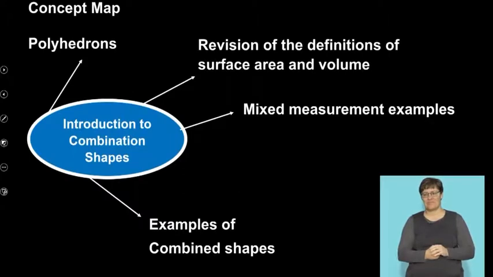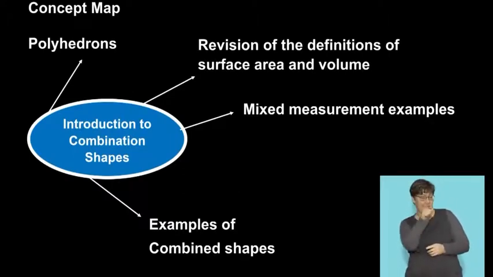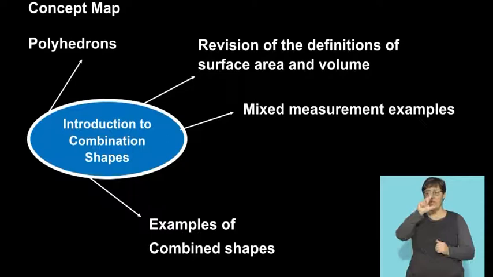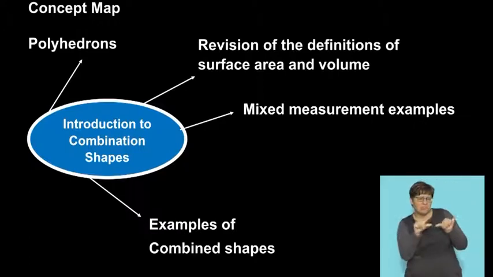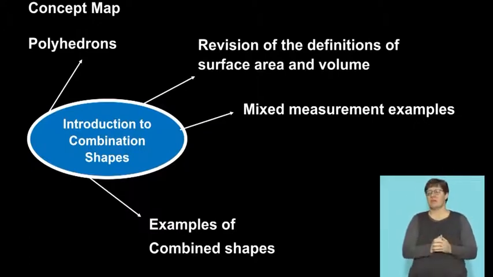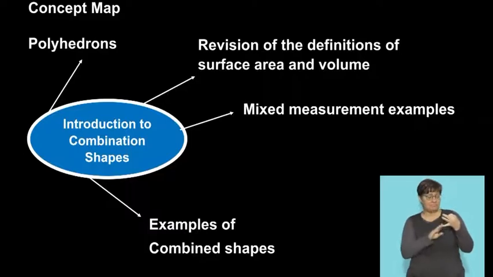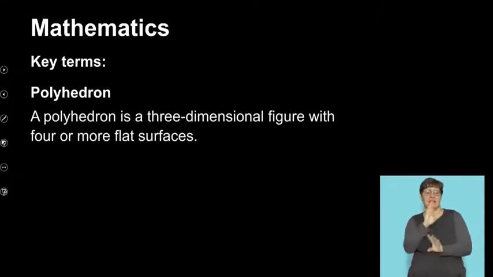Cool everyone, so I'm first going to remind you of what a polyhedron is. Then I'm also going to revise the definitions of surface area and volume. We're then going to move on to some examples of measurement, but we're also going to have a look at some examples that combine different shapes. And we're going to see what we do when we have multiple different shapes appearing in a single measurement problem. So guys, let's go on to the first definition.